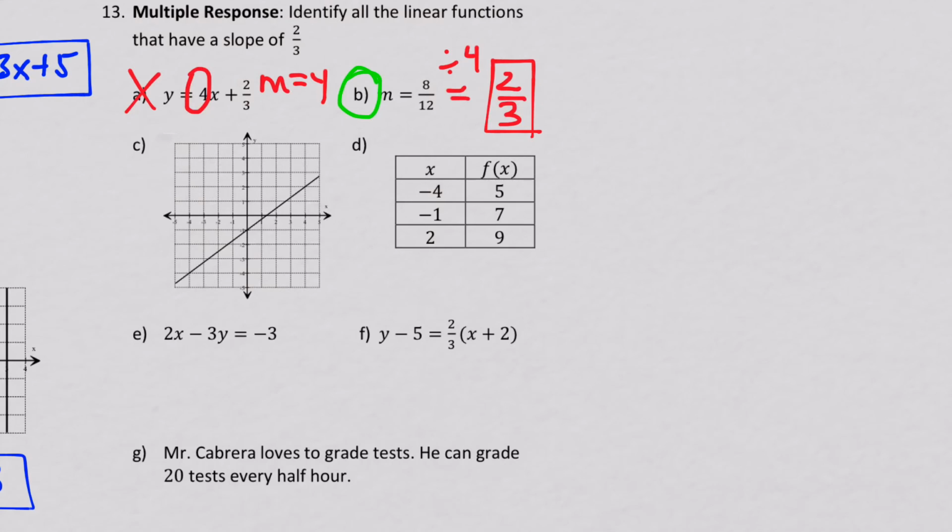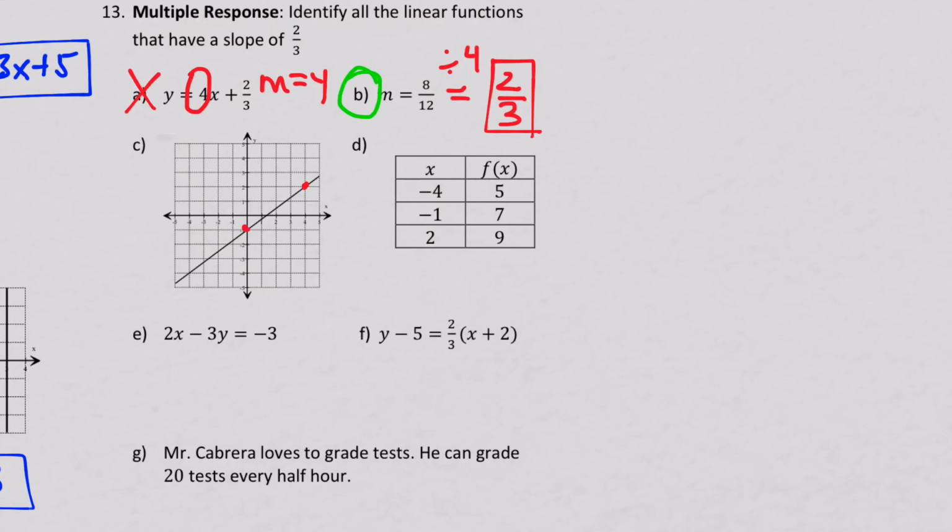If I go to example C, just finding slope from a graph, we need to find some points here. I'm going to use this point, and as I trace the line, I see that I have this point here. That's a good point.